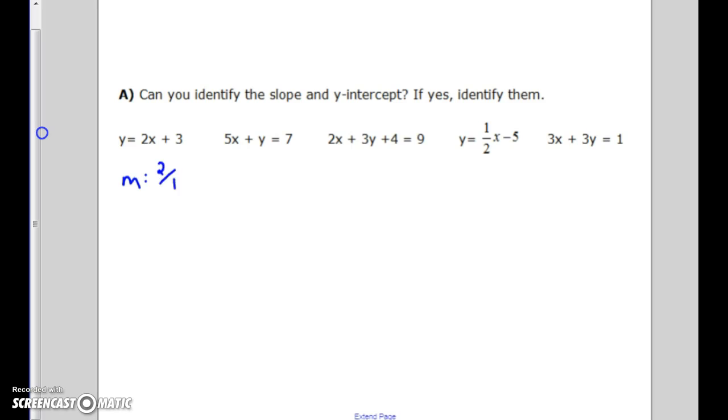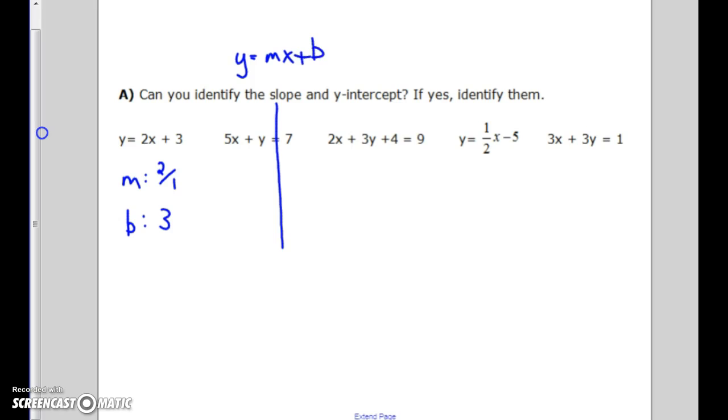Slope is always a fraction. And then my b would be what? b is 3. Very good. What about the next one? Can I just look at it? You can, but first I have to make sure it's in the y equals mx plus b format.